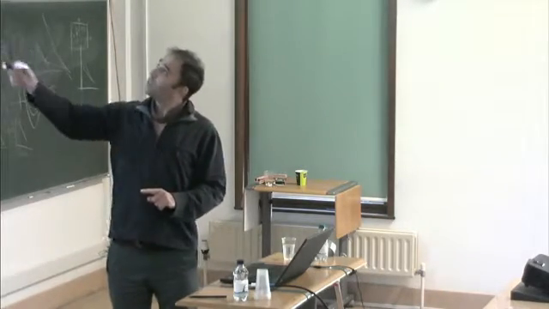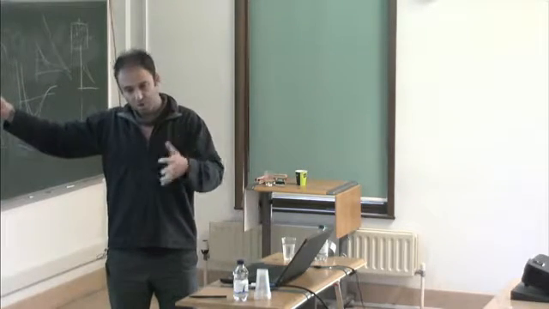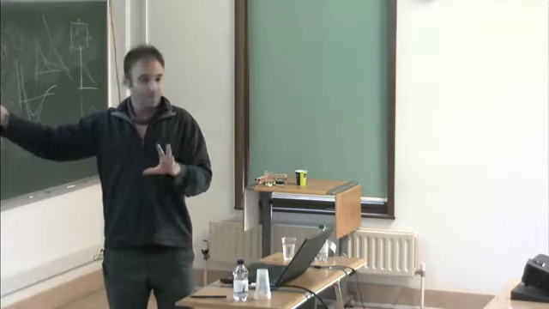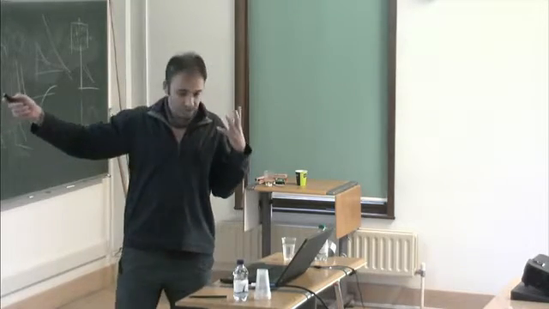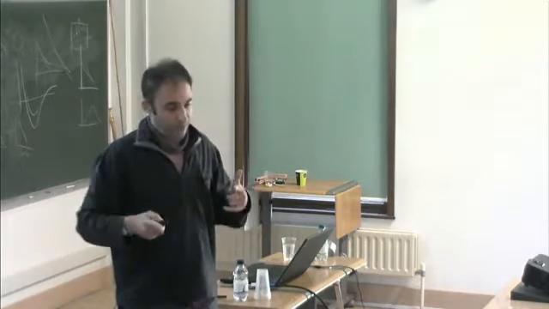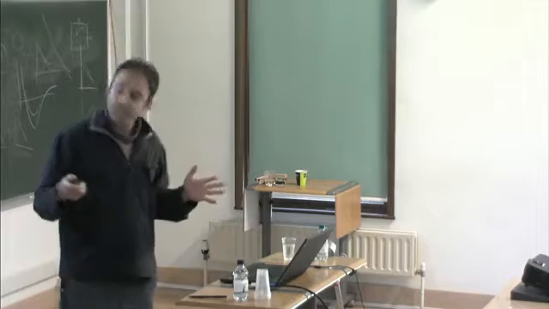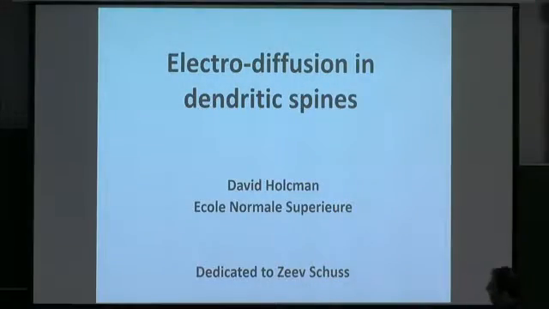I would like to discuss electrodiffusion in dendritic spine, having both a theoretical approach to understand something that I still do not understand how it works. It's about how charges, ions really evolve from nanometer to micrometer. And I would like to dedicate all of this to my long-term collaborator, Zev, who has been sick for a year, and I hope everything will be okay.